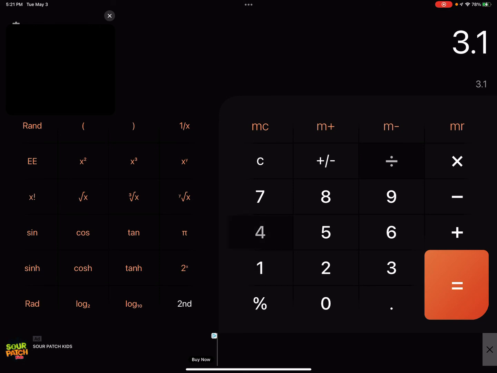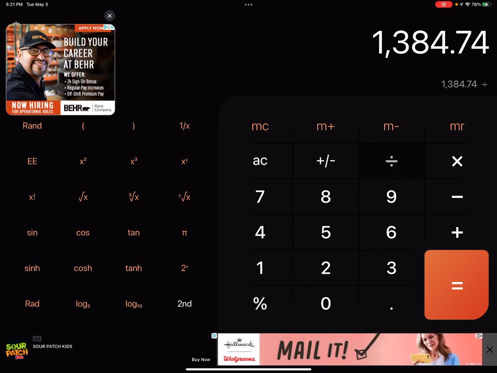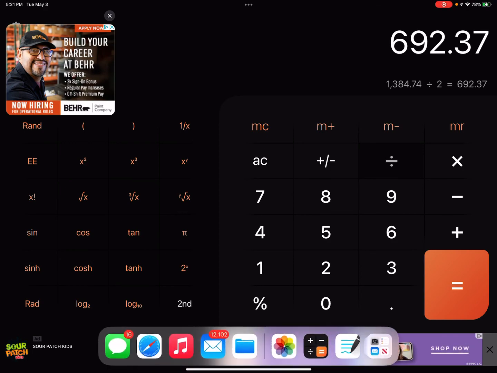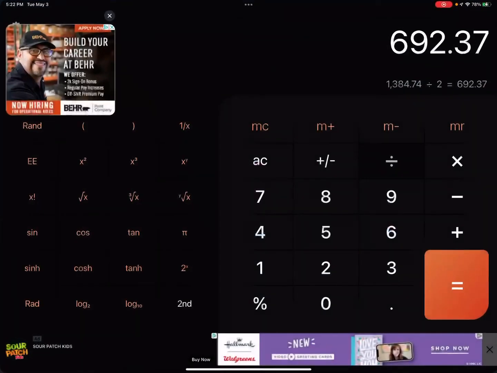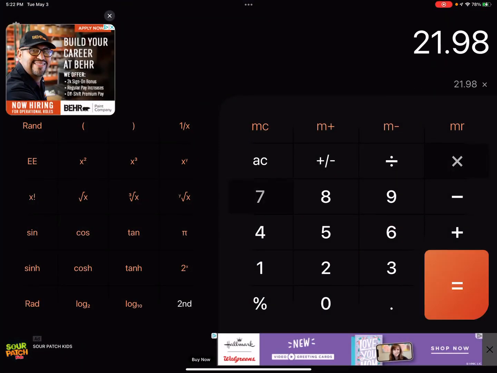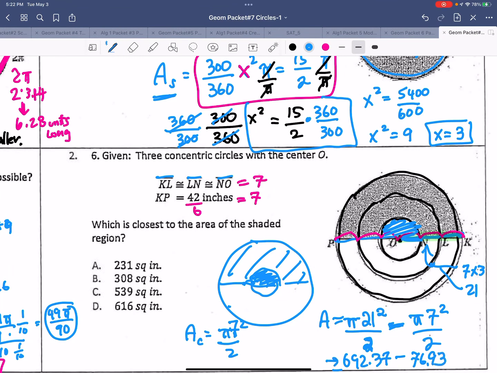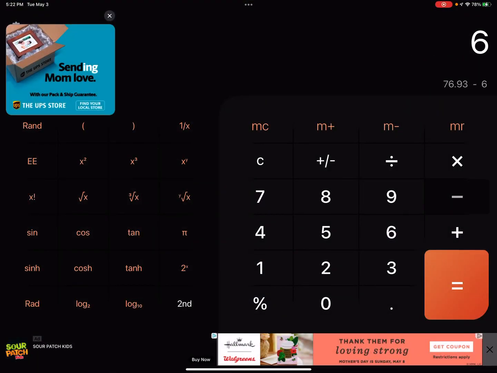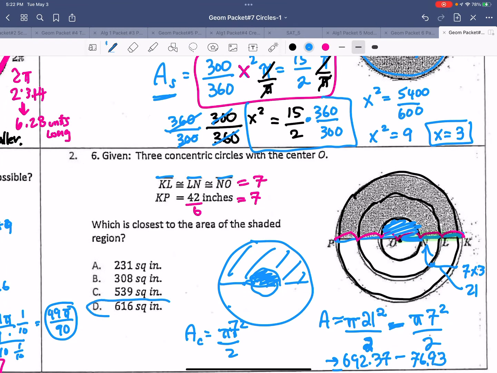So pi, or 3.14, times 21, times 21, divide by 2. That gives 69237. Now we're going to subtract off this part right here that got cut out. So 3.14 times 7 times 7 divide by 2 gives 7693. Now we take 69237 and subtract 7693 from it, so we get 615.44. That's the closest answer.